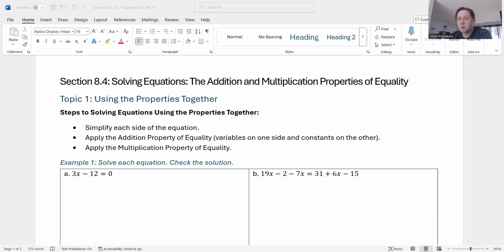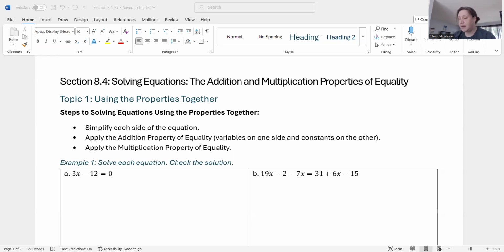Remember, the addition property of equality allows you to add and subtract on each side of the equation. The multiplication property of equality allows you to multiply or divide each side of the equation. So when we use these properties together, we want to simplify each side of the equation. Simplify the left, simplify the right.